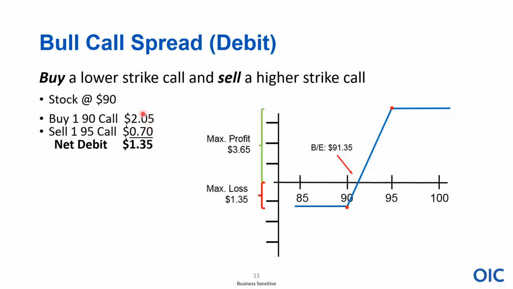But instead of paying 205 and risking that entire amount, you go to a higher strike price and you sell another option. Now you have the right to buy shares at 90 and you're obligated to sell those shares at 95, but you receive some premium for that, lowering your net debit. If both options expire out of the money, you only lose $1.35. And in this case, in exchange for that lower cost of entry, you cannot make more money above your higher strike price. Max profit would be if you're right and the stock moves up above the 95 level. You have the right to buy shares here at 90. You're obligated to sell them at 95.